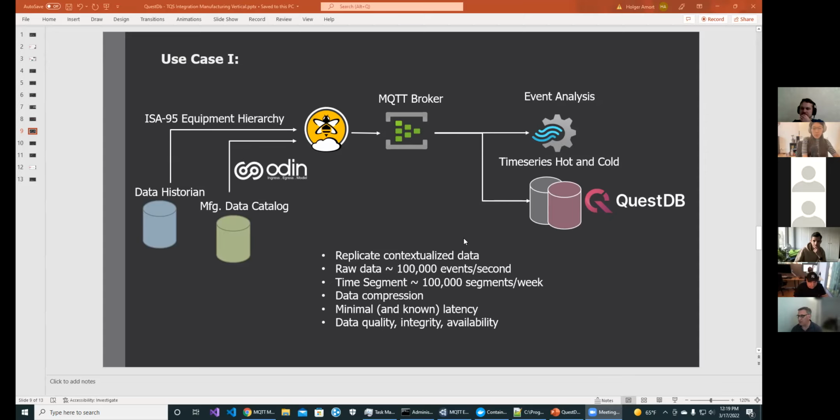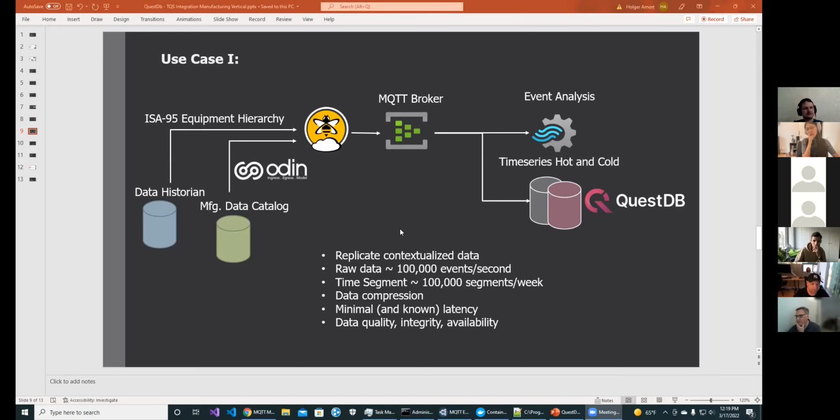Then, of course, we have data compression. In the industry we're working in, the data compression has to be identical on-premise as it is in the cloud. This is just for validation purposes. They're looking at identical points on both source and destination. Then, of course, you need to have minimal and known latency, and I will talk about that a little bit later. And then, of course, data quality, integrity, and availability. These are all terms in manufacturing that describe the properties of your data that are going into the cloud. Any questions to that part?